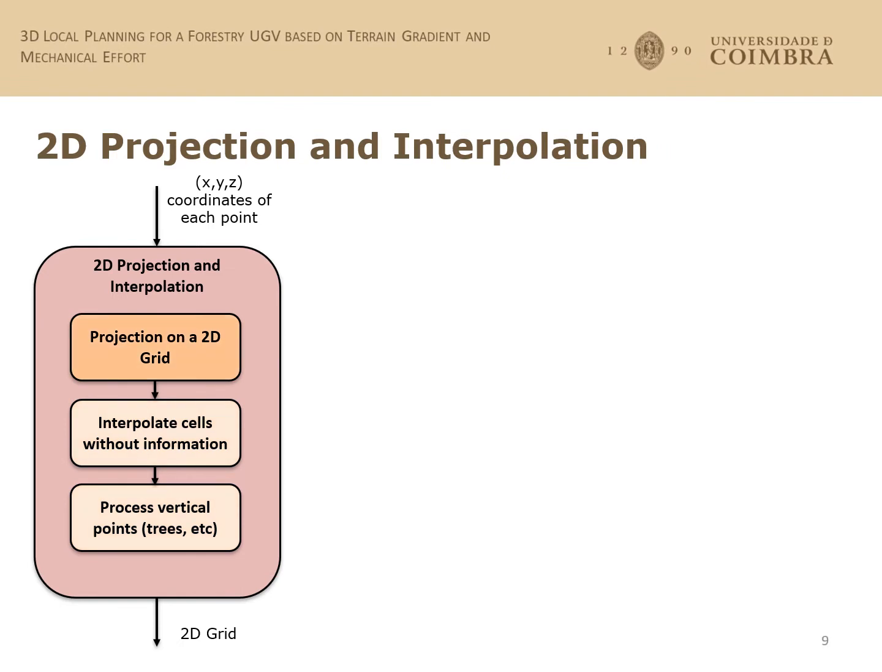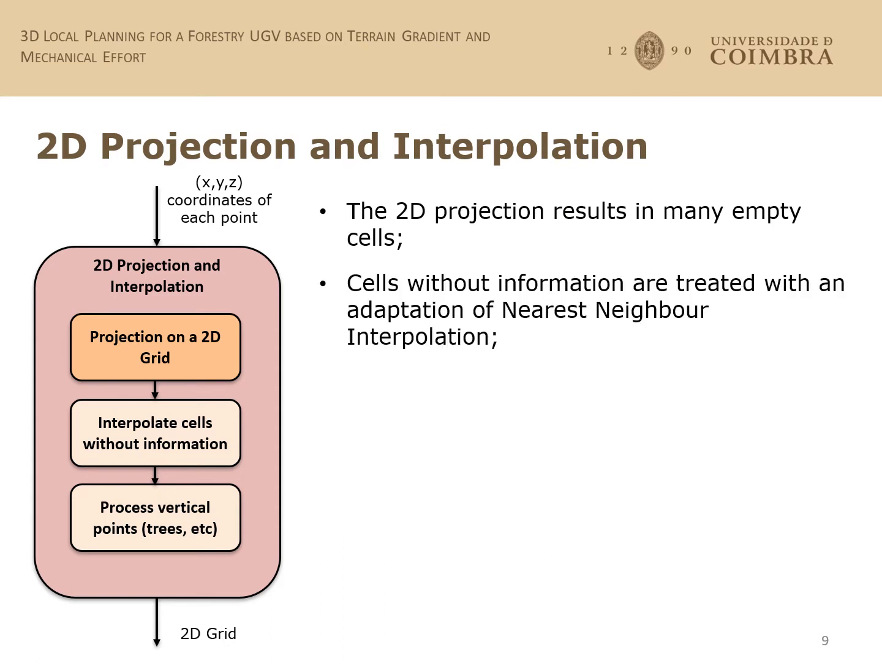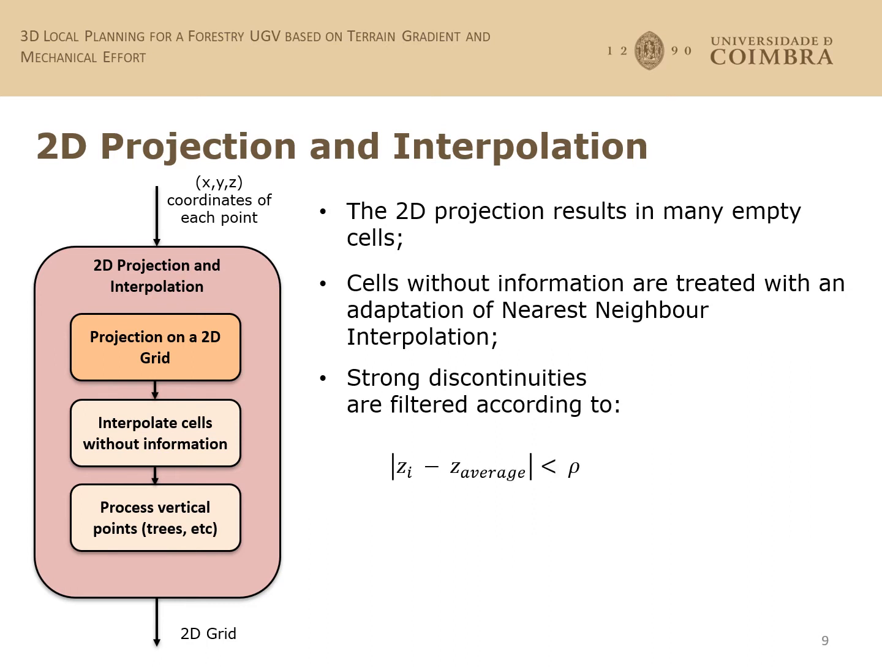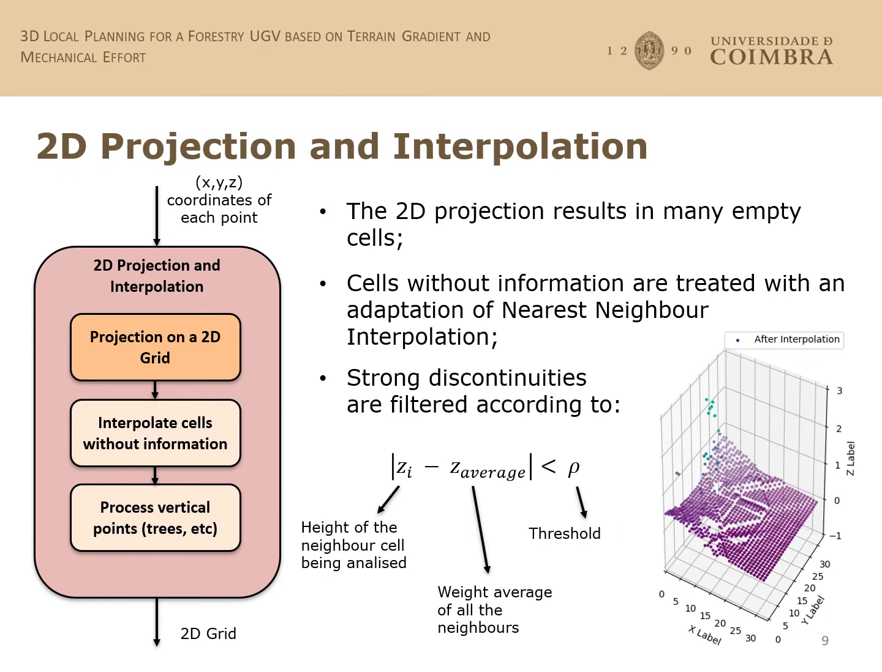As was discussed in the previous slide, in these two steps, we will estimate the value of the cells without information, with an adaptation of the nearest neighbor interpolation. In this adaptation, we analyze the lines, the columns, and the diagonals to find neighbors with information and compute the median of them. But before that, the strong discontinuities are filtered with the next equation, where Zi is the Z value of a certain neighbor, Z average is the weighted average of all the neighbors, and rho is the threshold that was empirically chosen. Only the neighbors of a certain cell that fulfill this condition are treated with the median. After applying this interpolation process, we obtain the result seen in the plot on the right.